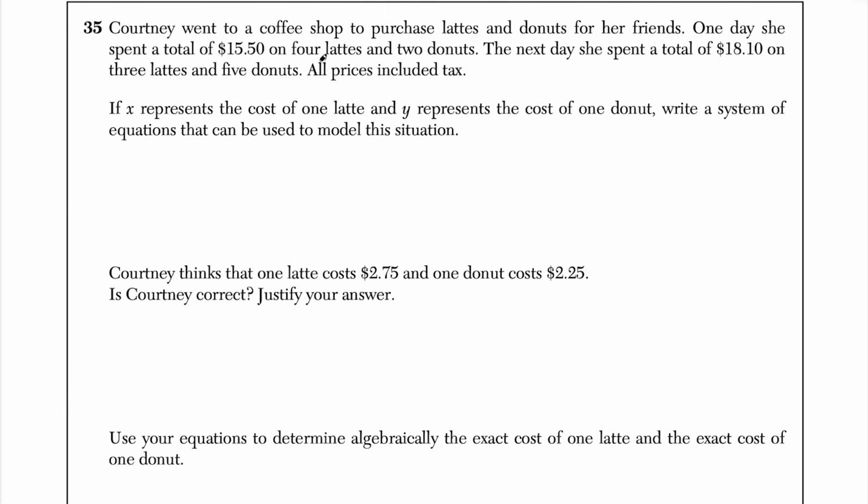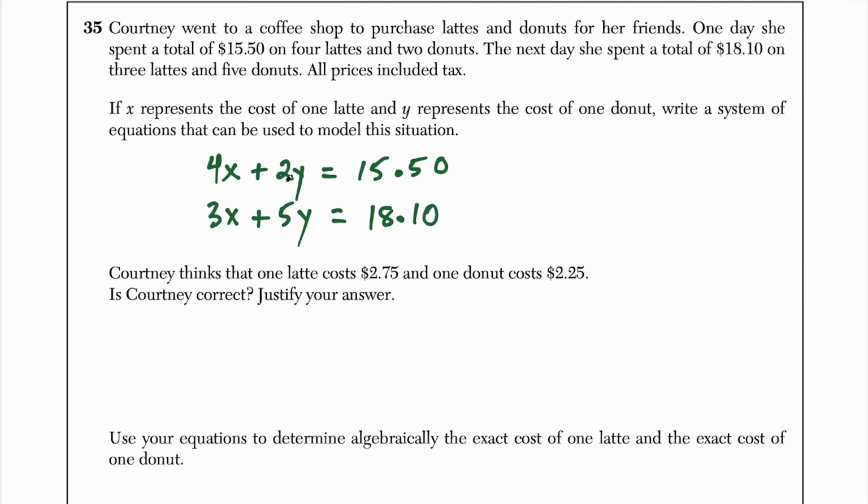So here, let's just see. 4 lattes. Lattes are represented by x, so 4 lattes is 4x. And 2 donuts, y represents the cost of a donut, so we'd have 2 times y. And this is equal to the total bill, which was $15.50. Then the next day, she spent $18.10, so that's going to be equal to $18.10 on the second day. That was 3 lattes. Remember, lattes are x, so 3 lattes is 3x, plus the 5 donuts, so that's 5 times y. So here is the system of equations that models the situation.